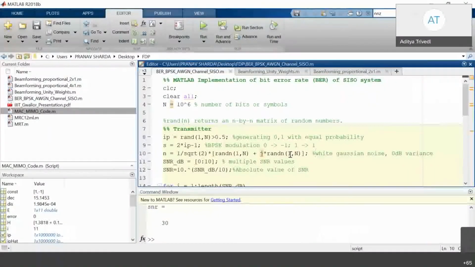I hope my screen is visible to everyone. It's visible. Okay. Please continue.